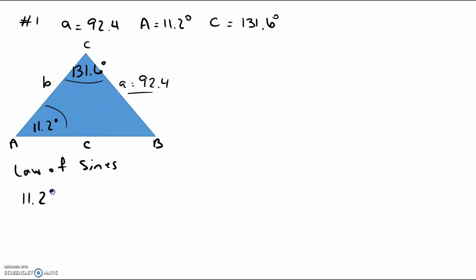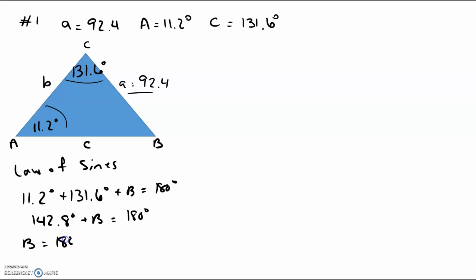So 11.2 plus 131.6 plus B is equal to 180. So then that's going to give you 142.8 plus B is 180. So B will be 180 minus 142.8, which will give us 37.2 degrees. And then you need to find C and you need to find B.